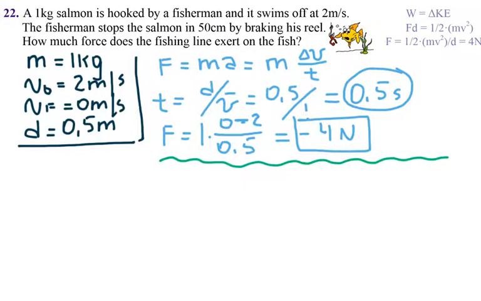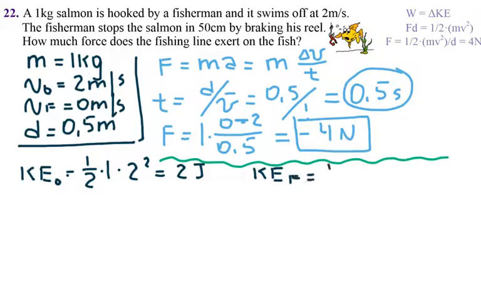Here is the new way to solve this question by using kinetic energy. The initial kinetic energy of the salmon is 1/2 the mass times velocity squared. So that gives me 1/2 of 4, which is 2 joules. The final kinetic energy of the salmon is 1/2 the mass, and it stops, so the velocity is 0. So that is 0 joules.